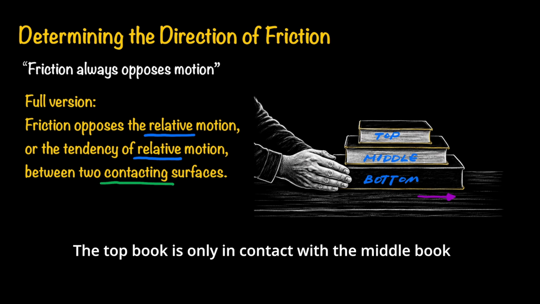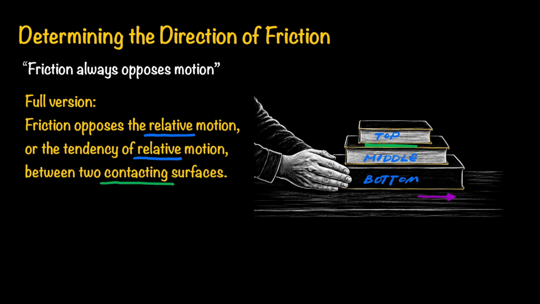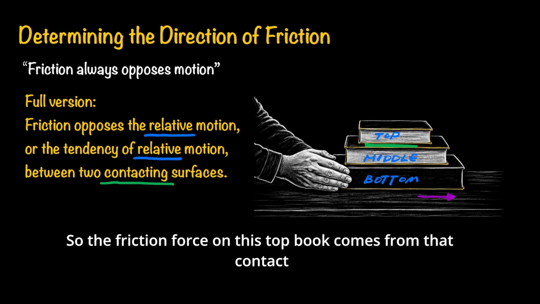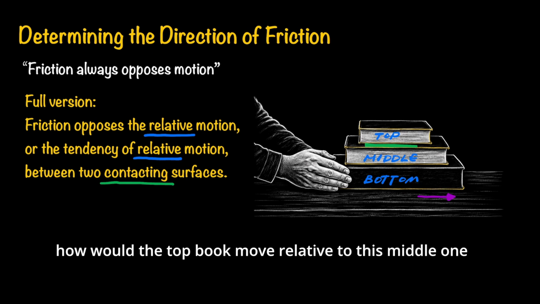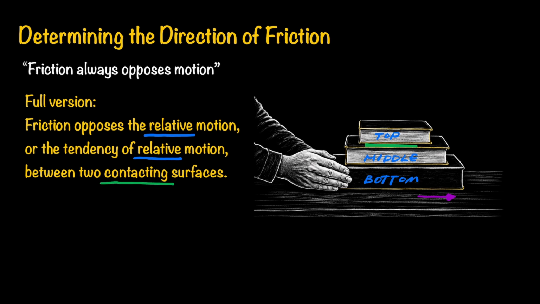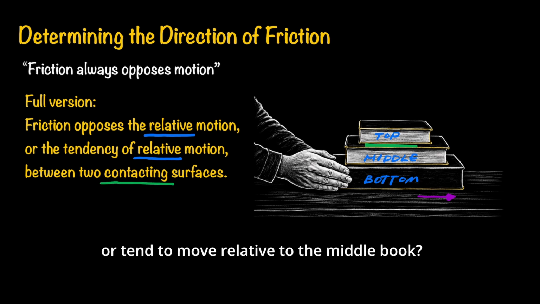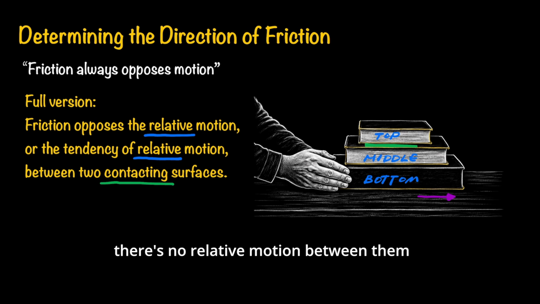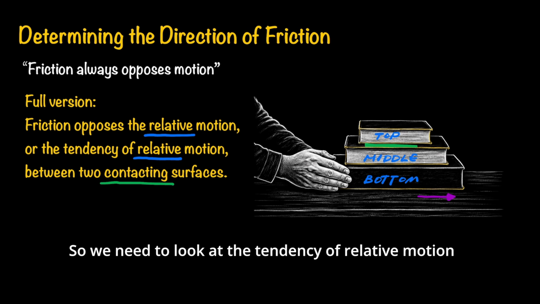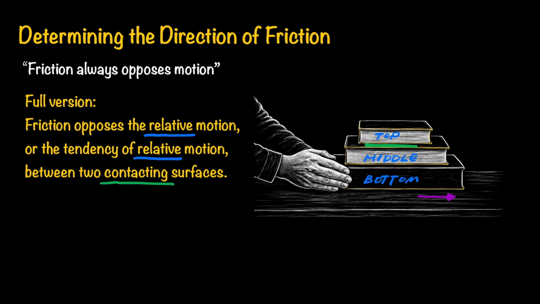The top book is only in contact with the middle book, so the friction force on this top book comes from that contact. Now ask yourself, how would the top book move relative to this middle one, or tend to move relative to the middle book? Since the books are moving together, there's no relative motion between them. So we need to look at the tendency of relative motion.